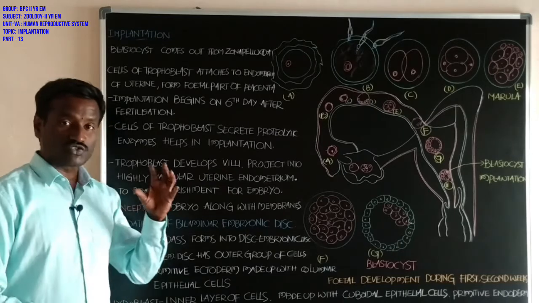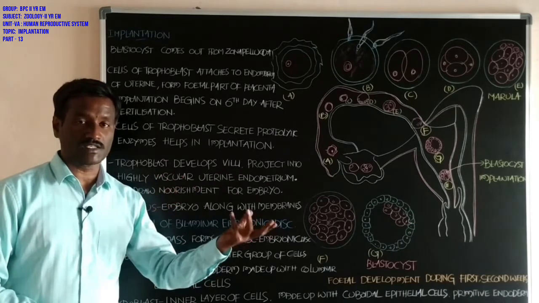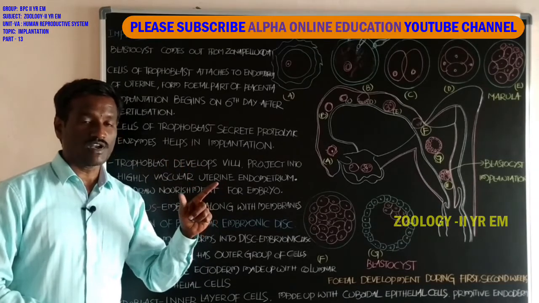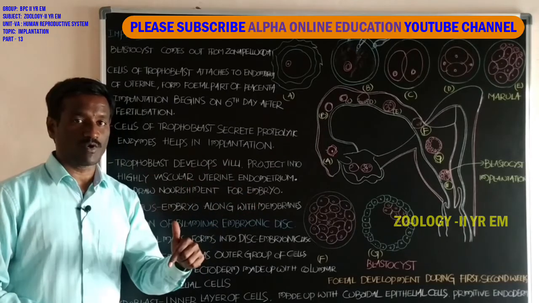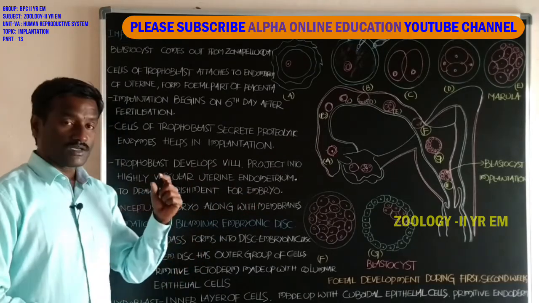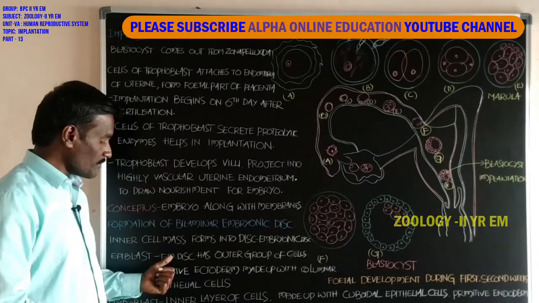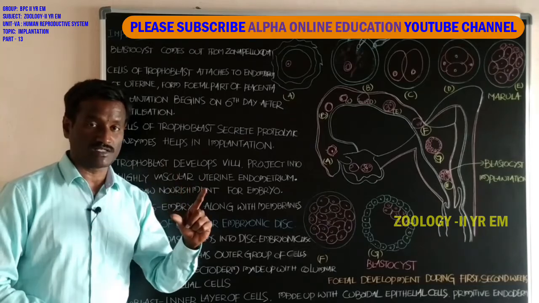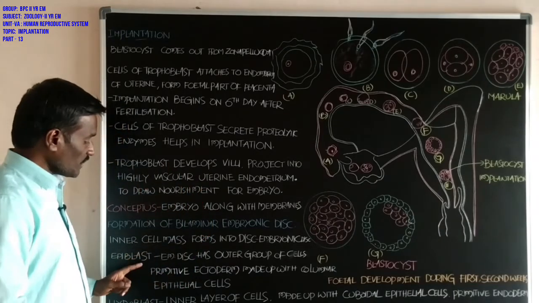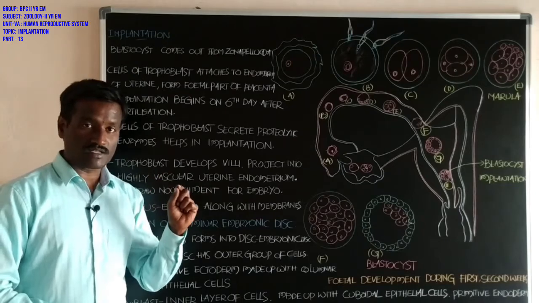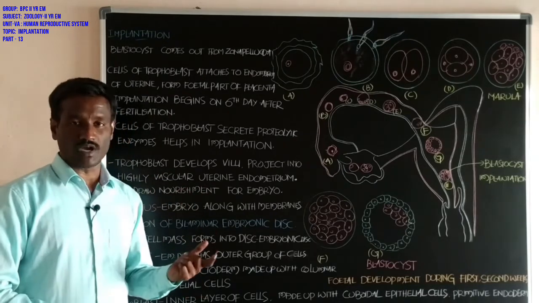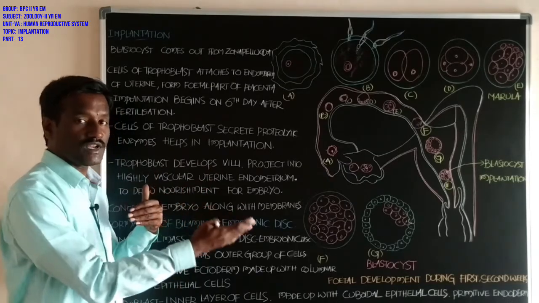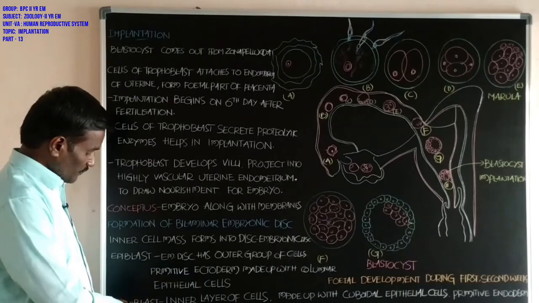The blastocyst is arranged as an embryonic disc that consists of two types of regions. One is the epiblast, another one is the hypoblast. The epiblast is the embryonic part of the embryonic disc, with the outer group of cells. It is considered a primitive ectoderm, made up of columnar epithelial cells.